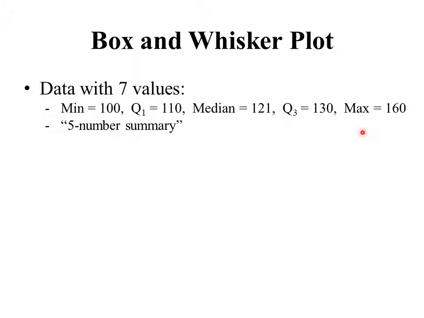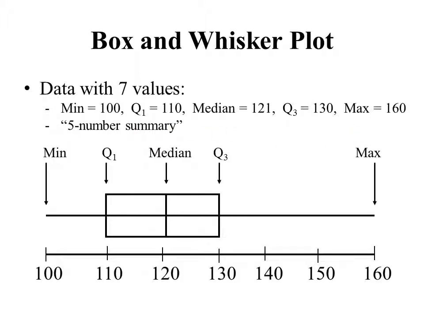Now these 5 numbers are what we call the 5-number summary. We want to draw a picture of this 5-number summary. This picture is called a box and whisker plot. So we're going to draw a horizontal axis, which goes from 100 up to 160, because that's our minimum and our maximum value. We're going to put a point at 100, which is our minimum. We're going to draw a vertical line at 110, a vertical line at 121, another vertical line at 130, and then put another point at the max of 160.